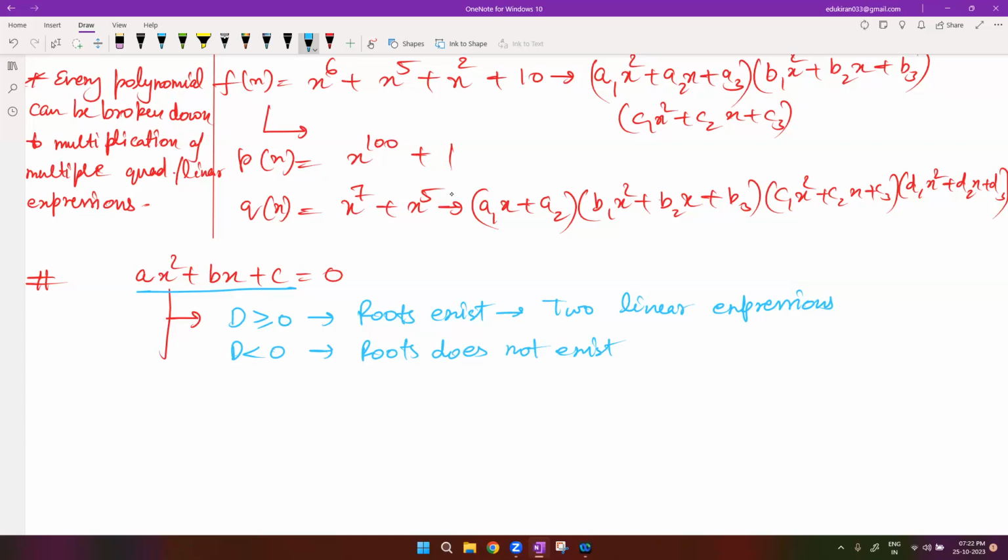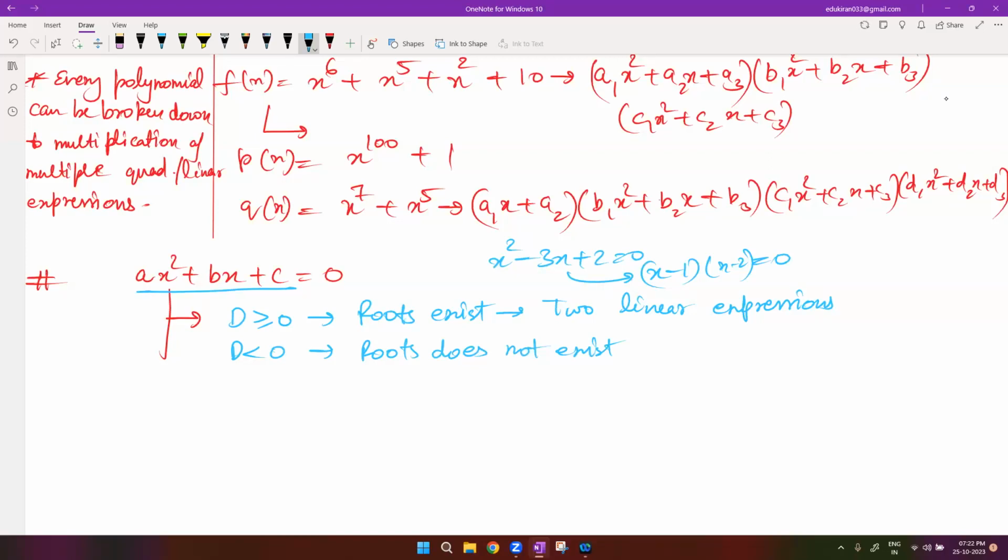In that case, you just have your ax square plus bx plus c, whatever that expression is, right? So if roots exist, for example, if you find the roots of this, then you will get the roots as 1 and 2. Why are you getting the roots as 1 and 2? Because you can factorize this particular expression like this, x minus 1 and x minus 2.